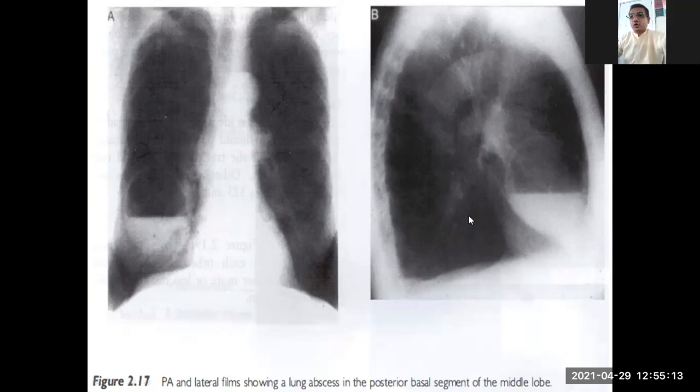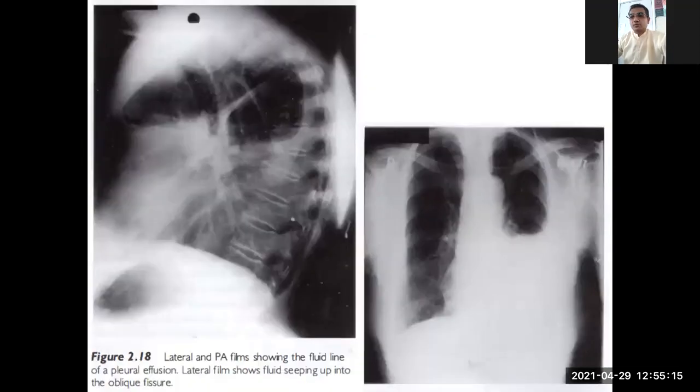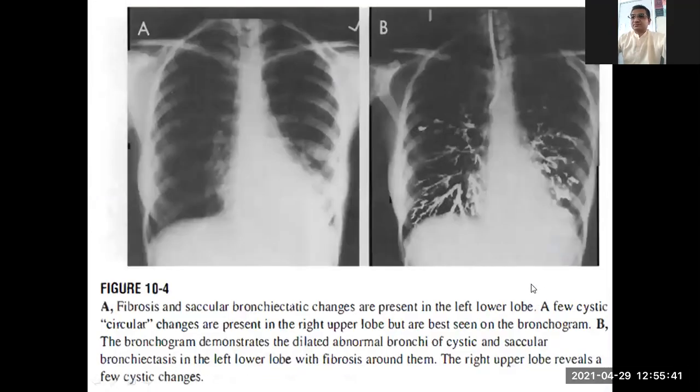Right side middle lobe, middle and lower lobe. You can see various different examples of pleural effusion. Left side pleural effusion, blunting of the cardiophrenic and costophrenic angle. You cannot see anything. The whole lung is showing opacity. This is opacity. You cannot see the difference between heart and lung.